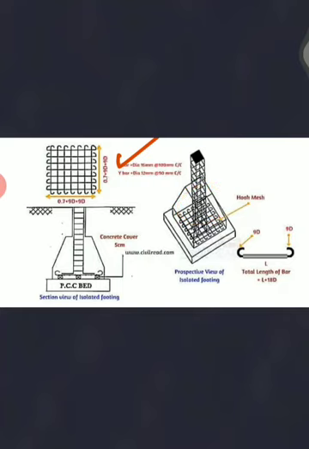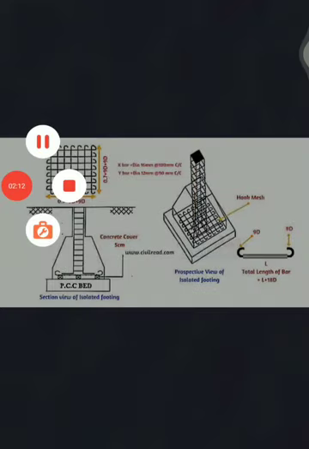Then you are supposed to determine the vertical bars which will come from the roof slab to the column base. Then you are supposed to determine the stirrups or binders. So three types of bars you are going to determine here. Actually four types of bars, right? Mesh bars, then splice bars, then vertical bars and stirrups. So four types of bars you are supposed to determine here.